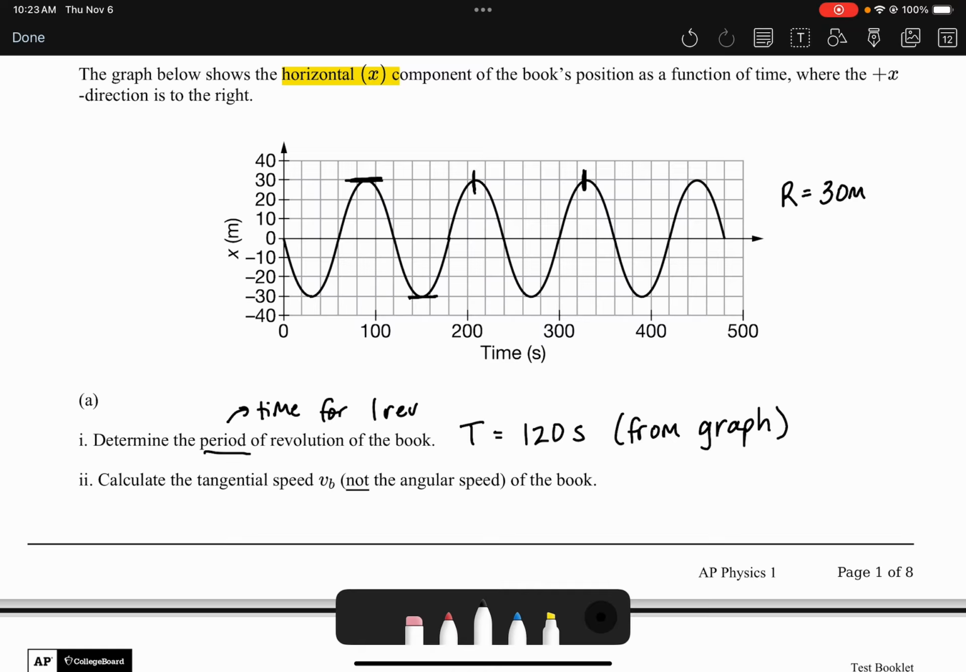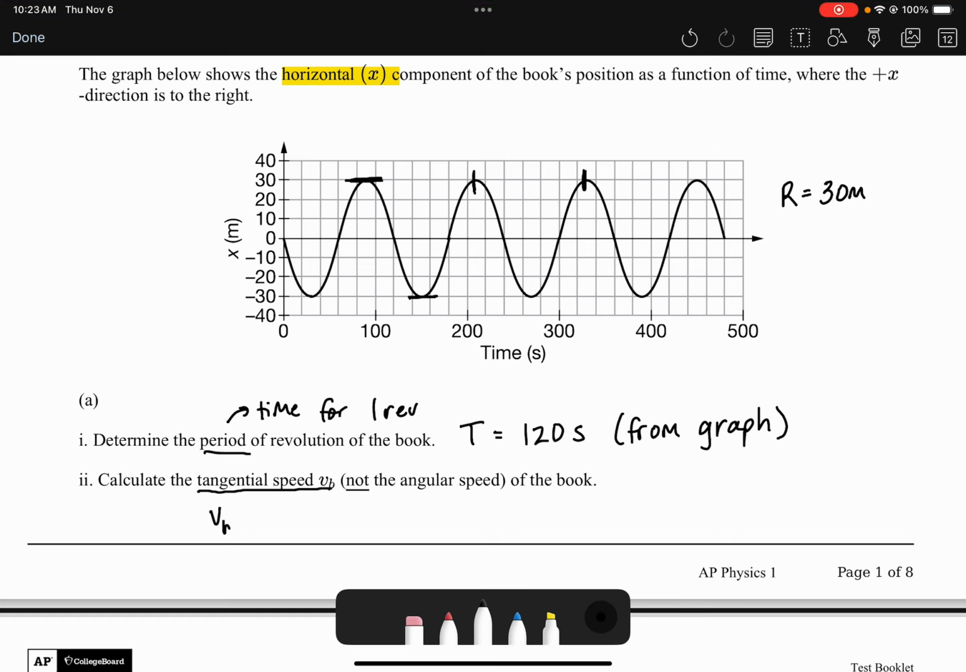Part A II says calculate the tangential speed, not the angular speed of the book. When we study rotation, you'll be getting into angular speed, and we'll be calculating all of that in radians per second. But for now, all we care about is the tangential speed.